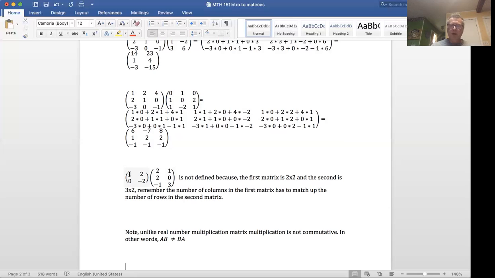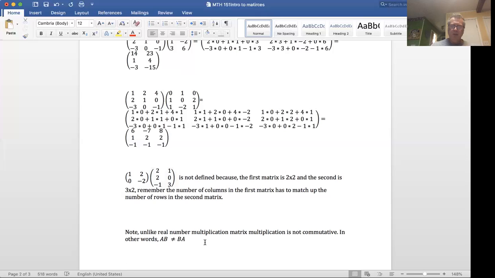Remember, we multiply to get the first value. We multiply the first element in the first row with the first element in the first column. That gives us 2. We multiply the second element in the first row with the second element in the first column. That gives us 4. Whoops, we don't have anything to multiply with this minus 1. So we can't ignore it. We can't pretend it doesn't exist. And that's why it's not defined.